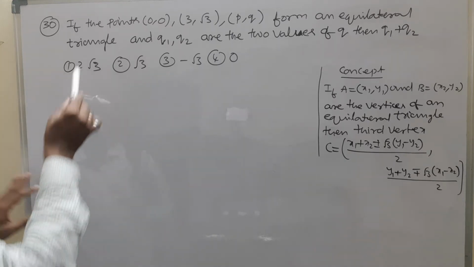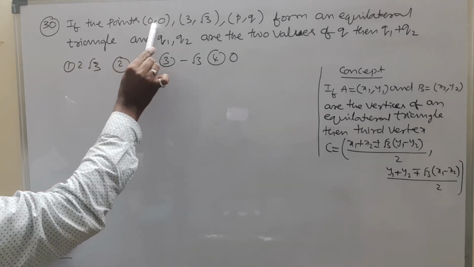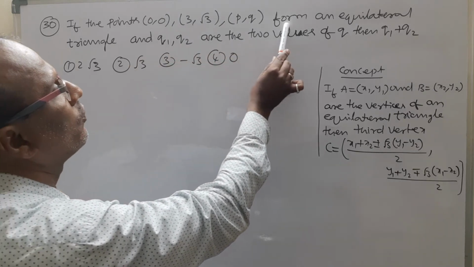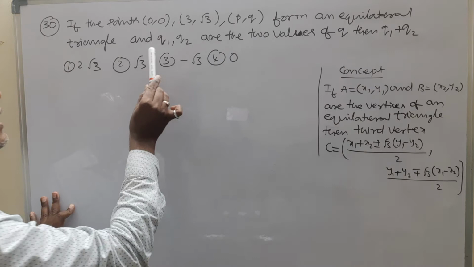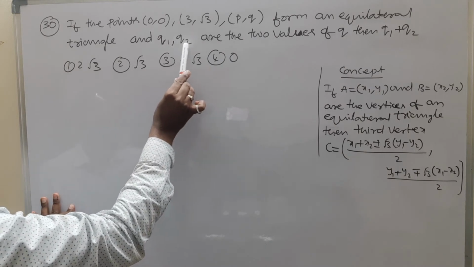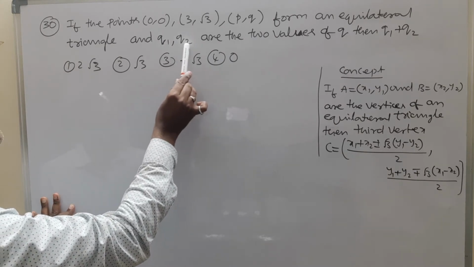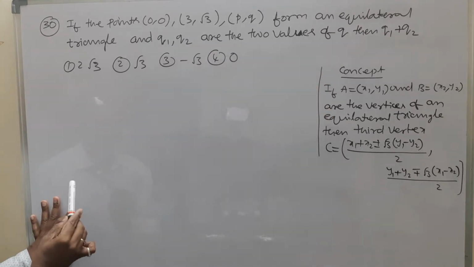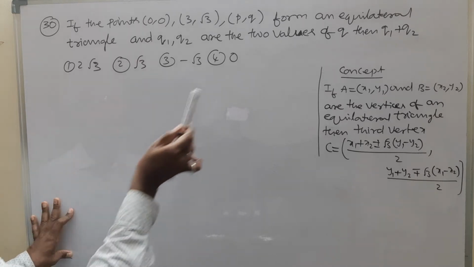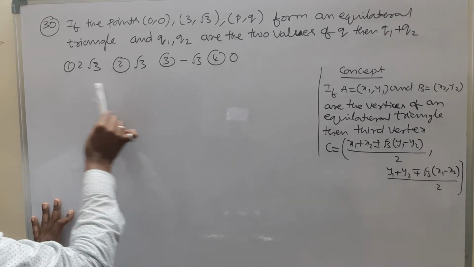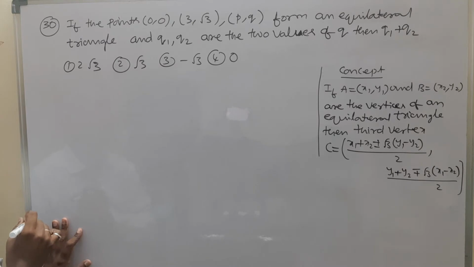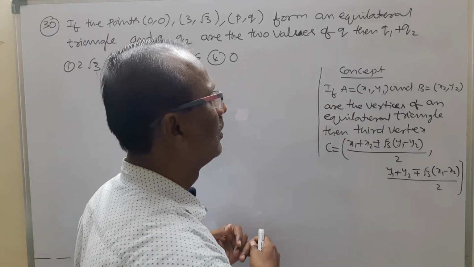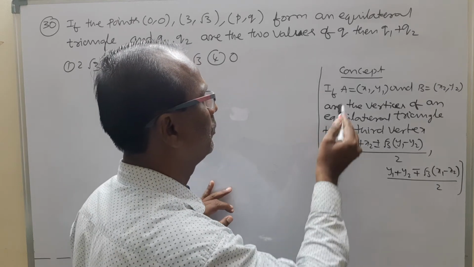Question number 30. If the points (0, 0), (3, root 3), (p, q) form an equilateral triangle and q1, q2 are the two values of q, then find q1 plus q2. Here the four options are given. This is the concept. Listen here, the concept you already know.